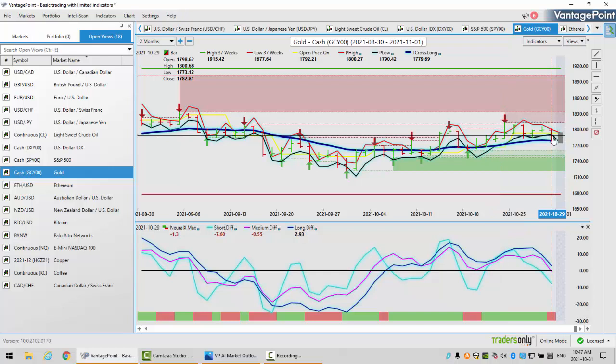So right now, gold is finding some support on the T-cross long at 1779, but that support is unlikely to hold. We've got our predicted differences pointing down. The medium-term crossover, the strength of it is gaining momentum to the downside, and our neural index has turned negative after a long period of green.